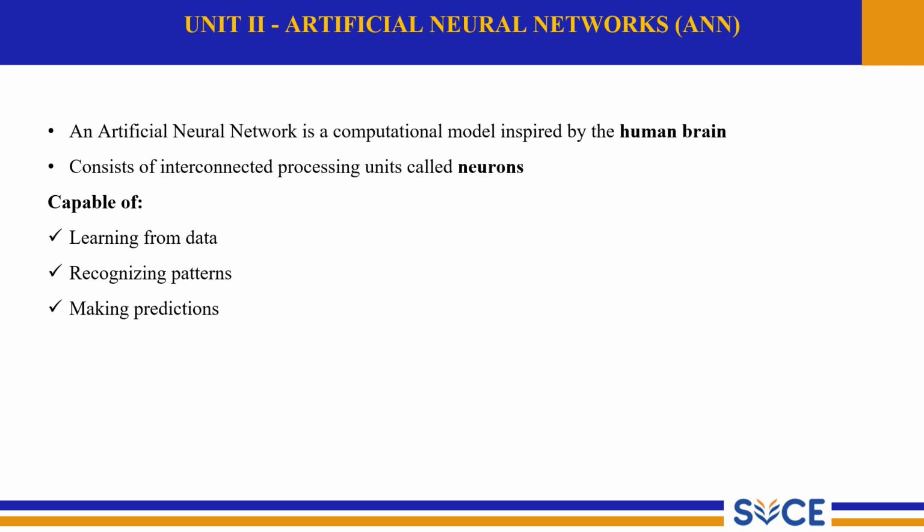Artificial neural network, also called ANN, is a computational model inspired by the human brain. Just like our brain, which has billions of neurons that process information, an ANN is made up of interconnected units called neurons. These neurons work together to process data, recognize patterns, and make decisions.